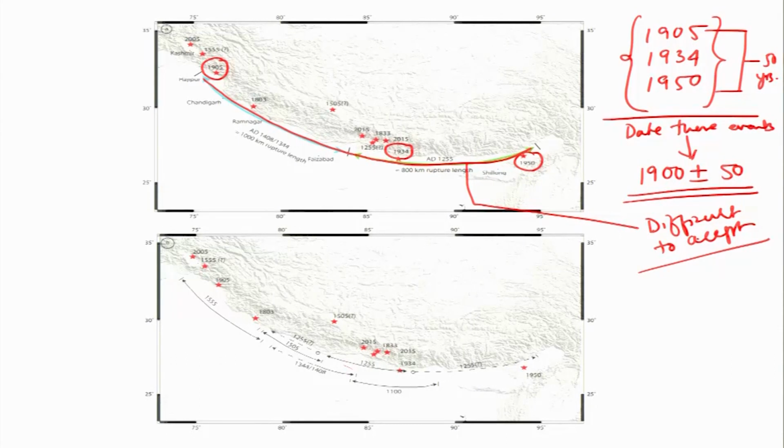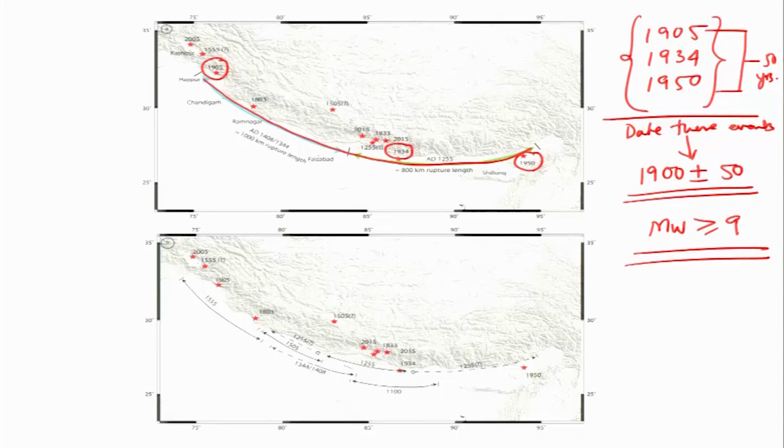Now, if you rupture this full front, then you need a magnitude greater than or equal to 9. But this was not true of what we experienced in the 20th century. There were three earthquakes which occurred at different points in time and ruptured different portions.